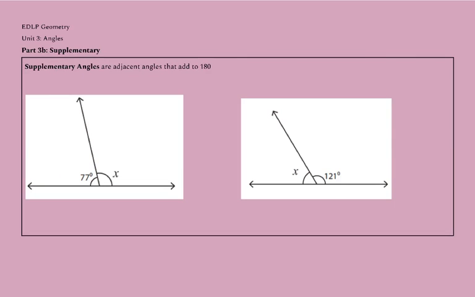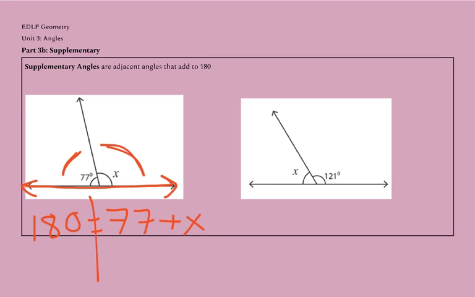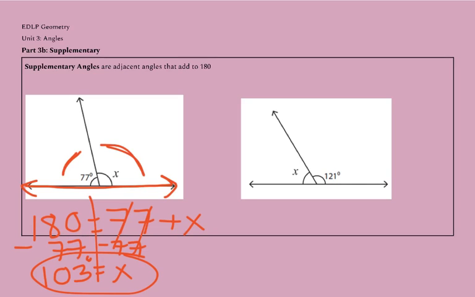This is as opposed to supplementary angles, which are, again, an adjacent angle pair, but these add up to another special number, 180. Together, they form a straight angle. Right, the total is 180. Well, the pieces are 77 and x. Subtract your 77. And you would do the same on the other side.